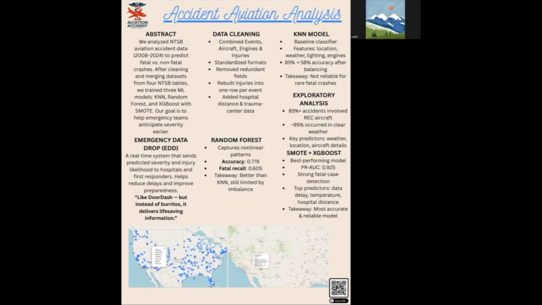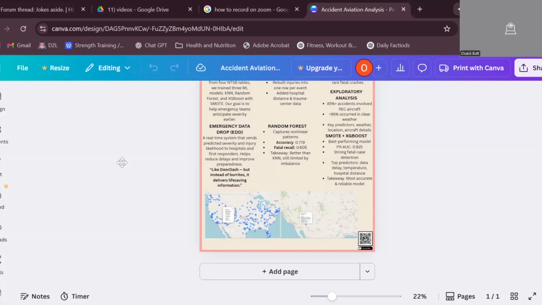Overall, Model 4 expands our project's capabilities by going beyond binary outcomes and offers a more detailed look at fatality severity, giving emergency planners a deeper level of information when assessing potential medical resources needed in an aviation disaster. To conclude, basically, a real-time system that predicts injury severity and injury likelihood and sends it to hospitals and first responders, helping reduce any delays between response and preparedness.